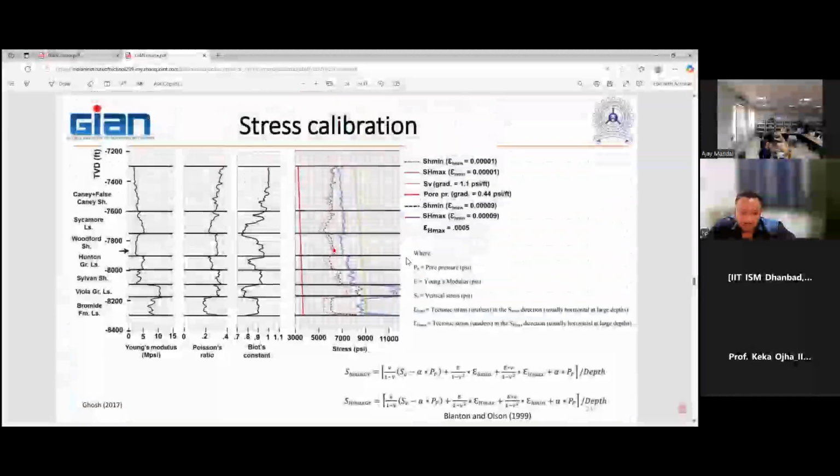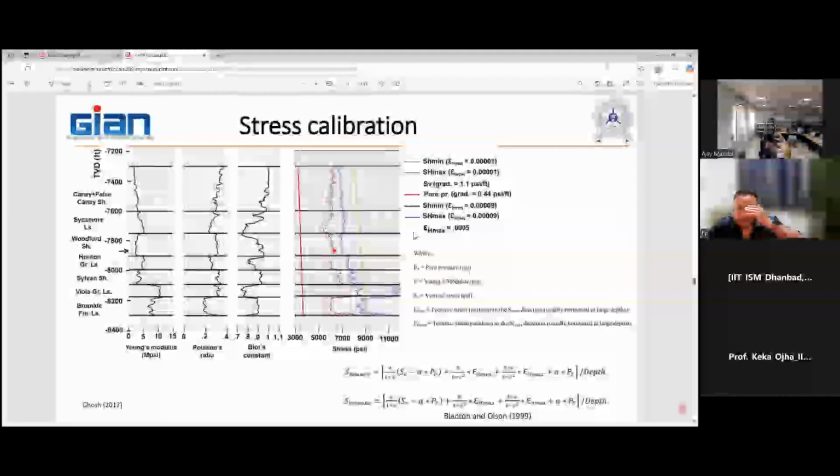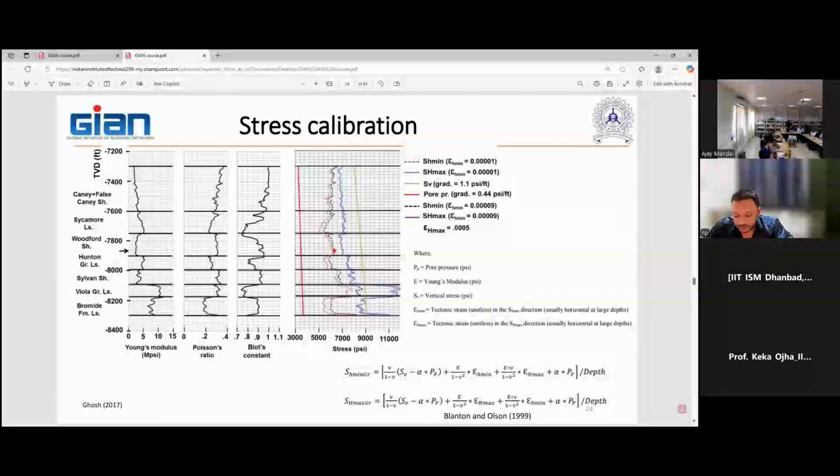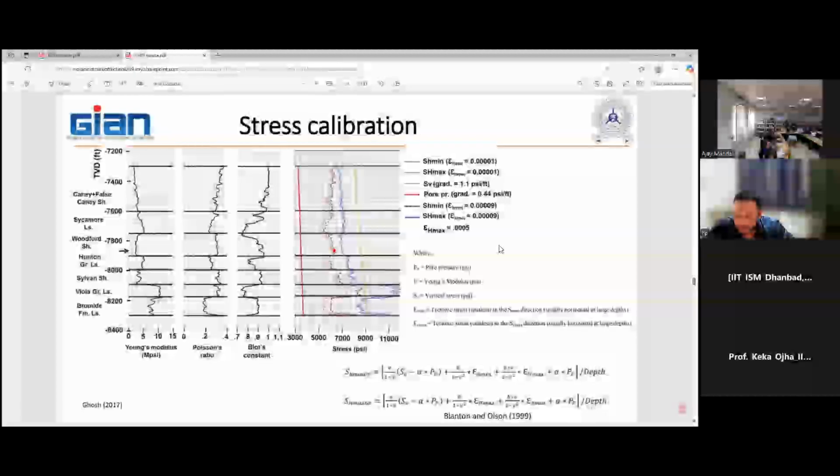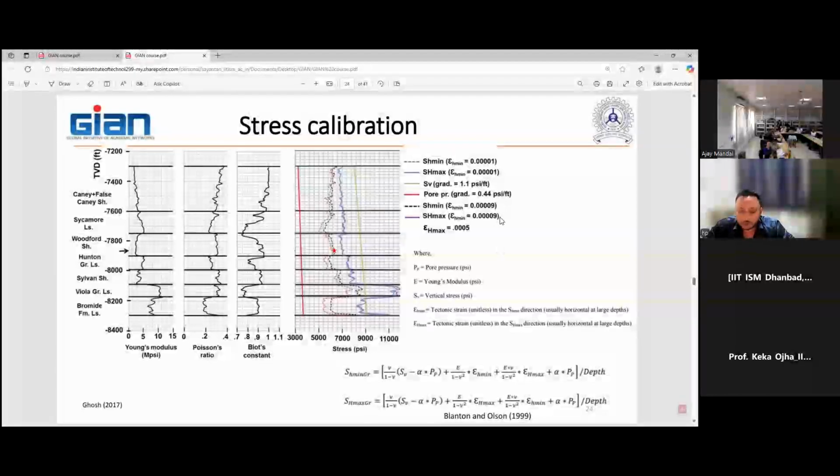Okay, let's finish here. Next class we will do a calculation. So let me ask you some questions. How would you differentiate between a natural fracture and an induced fracture in a core?